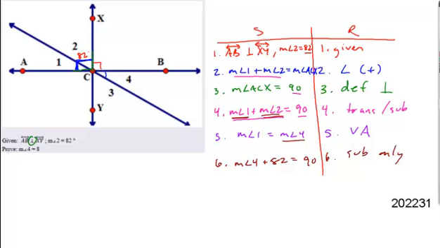Right? And then my final step, I get my end state, angle 4 is equal to 8 by doing what? Subtract from both sides. If equals are removed from equals, the remainders are equal, and that is subtraction property.